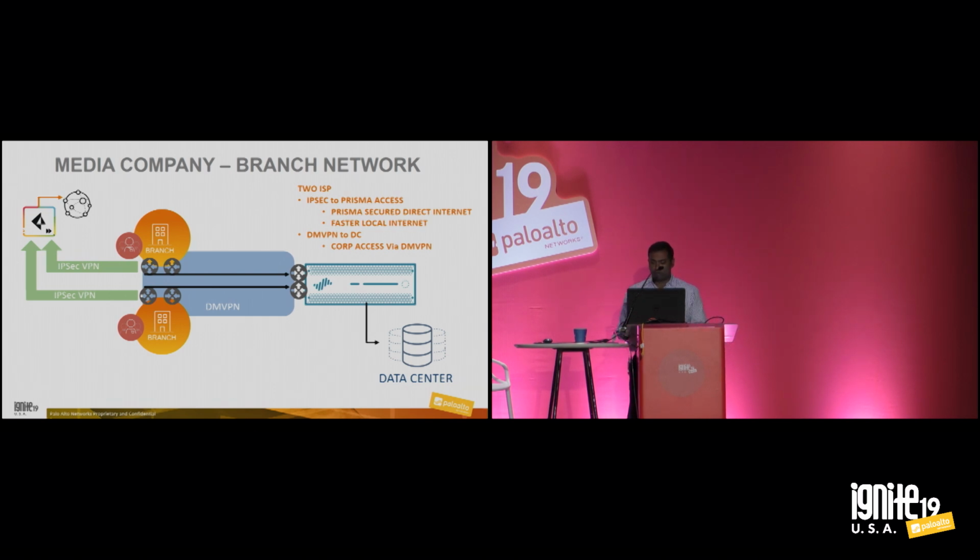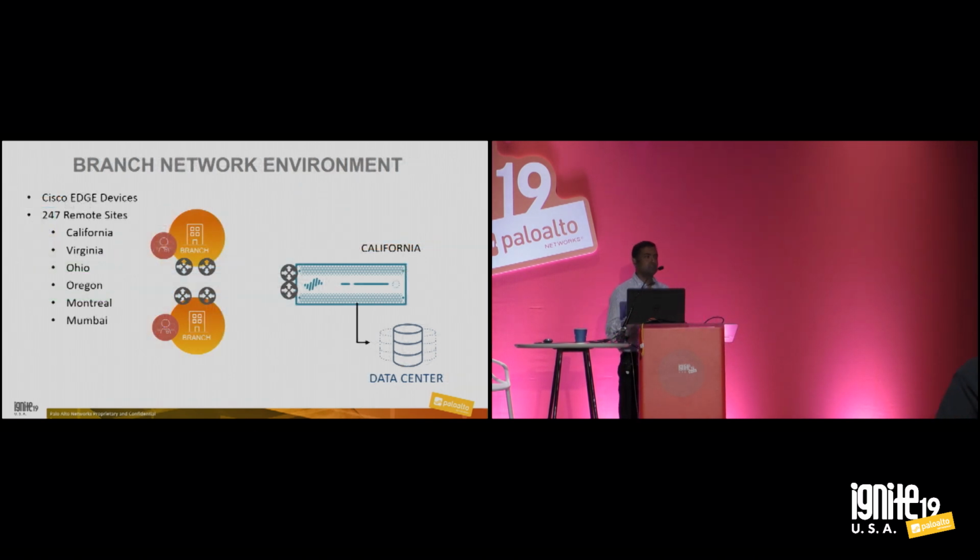Okay? So this customer had Cisco devices at the edge for DMVPN, of course, right? But they onboarded about 247 sites, mostly in the US, but some in Canada and India. And their data center was in California. So they were able to onboard about 247 office sites in a pretty quick time. And it's fully functional, production deployed, and this is how they're operating their network today.